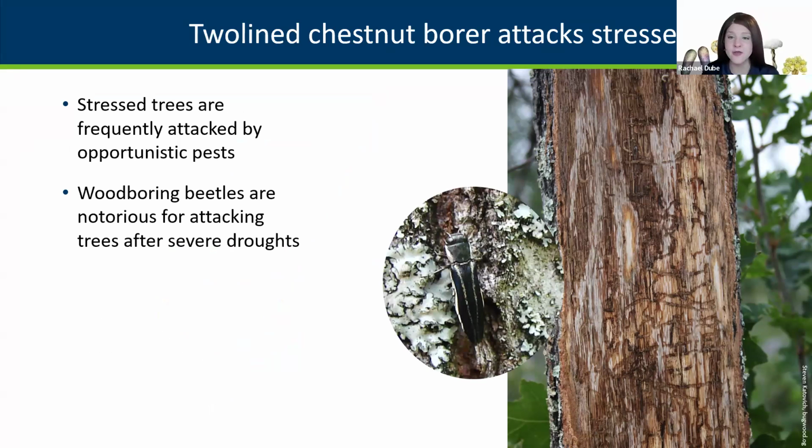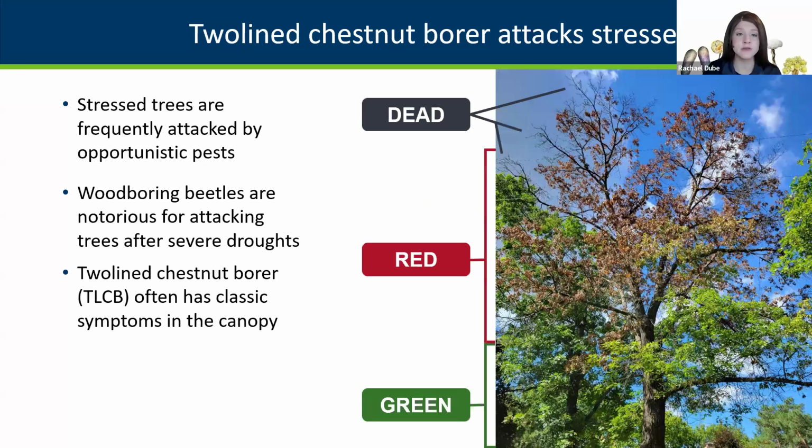It's not to scale, but we did see a number of trees with obvious symptoms of two-line chestnut borer that died very quickly in recent years. And one of the classic symptoms of two-line chestnut borer you can look for is this canopy pattern. We call it dead red and green. It often takes a few growing seasons for trees to succumb from two-line chestnut borer attack.